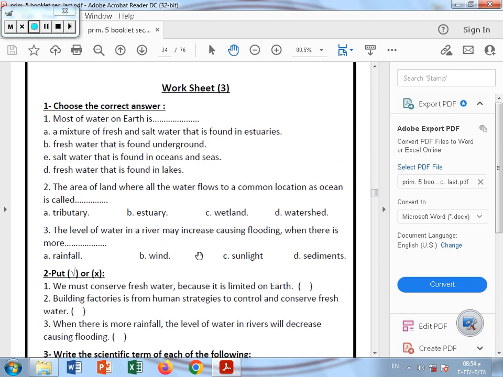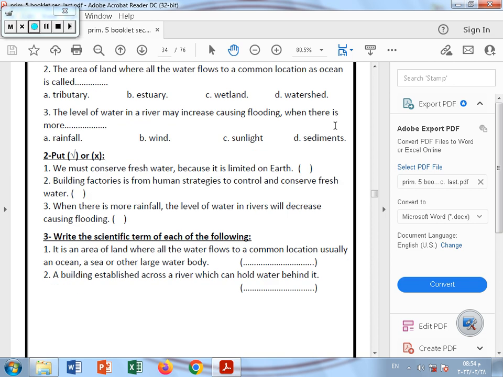Okay, worksheet 3, put right or wrong. We must conserve the fresh water because it's limited on Earth. That's right, the fresh water is limited on Earth, but not limited in this way. This means we have a small amount of water on Earth.